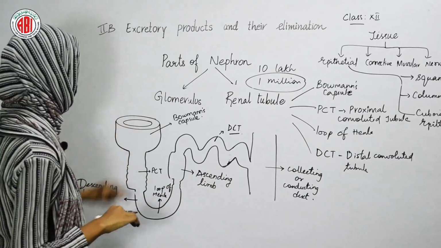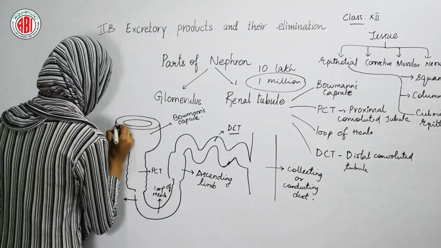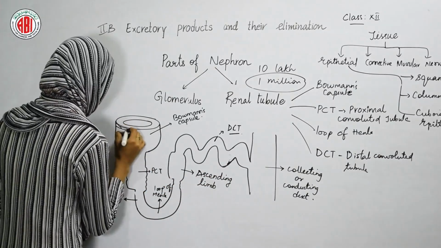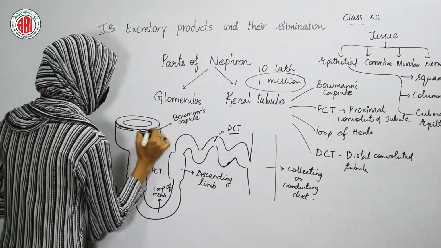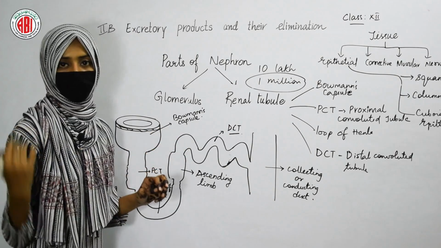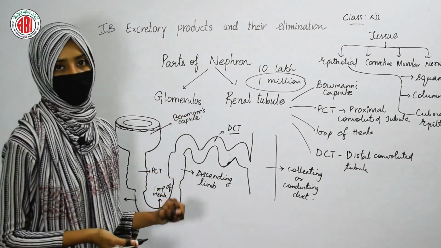When you look at the structure of Bowman's capsule, it is lined by simple epithelial tissue. I told you that a simple, single layer of epithelial cells is called squamous epithelial cells.